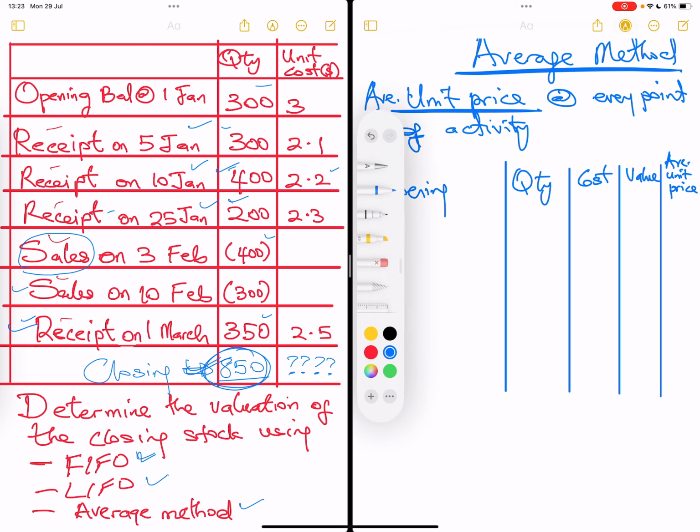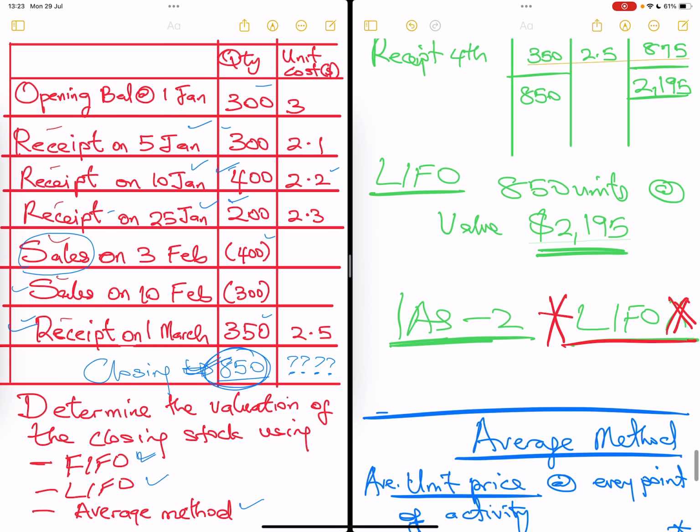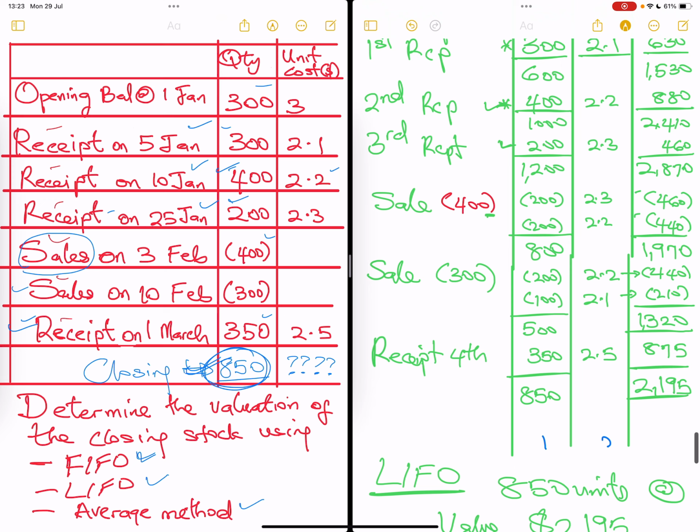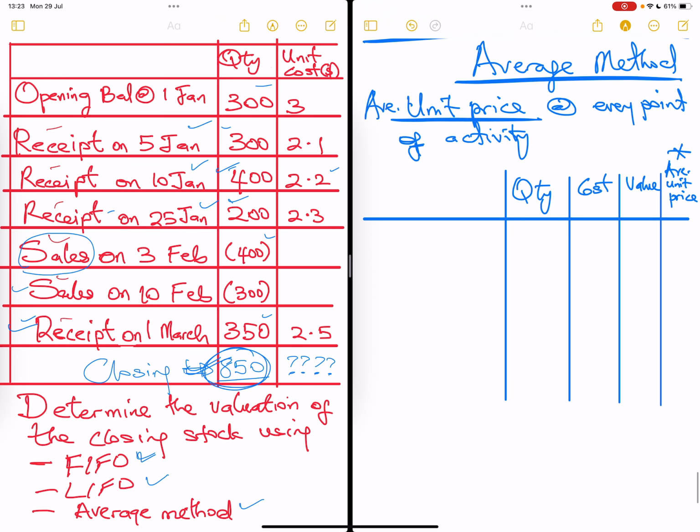So we need the average unit price. You can see that I've added one more column, which is this last column. Before we only had three columns: column 1, column 2, column 3. Now maybe with this one, 4, right? But now we have 5. 1, 2, 3, 4, 5. Right.